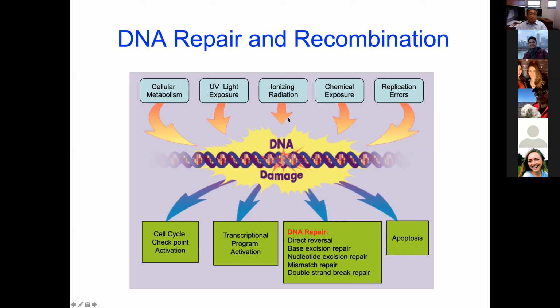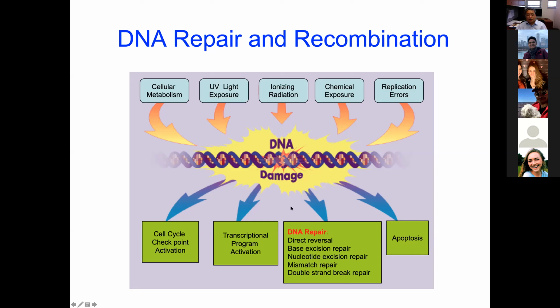So these various kinds of damage to the DNA can cause various kinds of responses. For example, it can cause cell cycle checkpoint activation, and also transcription activation. Sometimes if the DNA damage is really bad and the cells cannot repair it, those cells will be gotten rid of. They will go through the apoptosis process, the programmed cell death, and those cells will be eliminated.